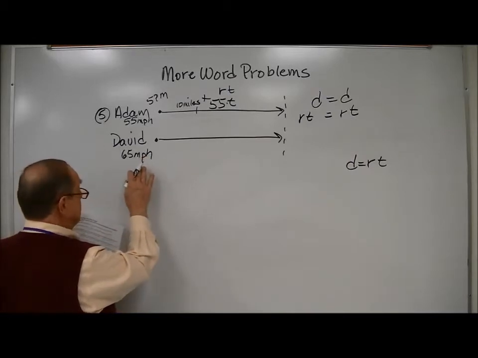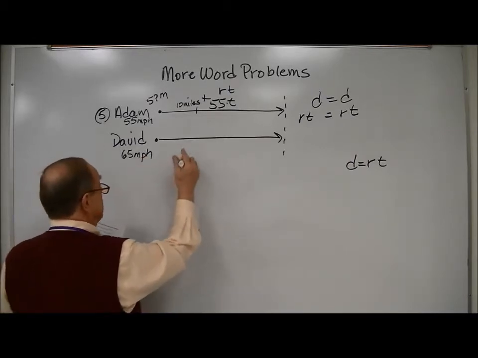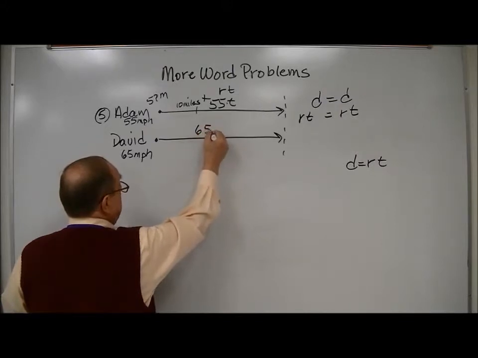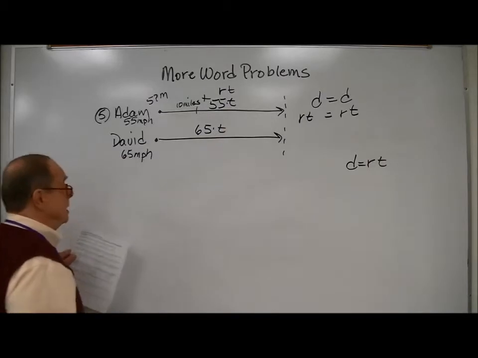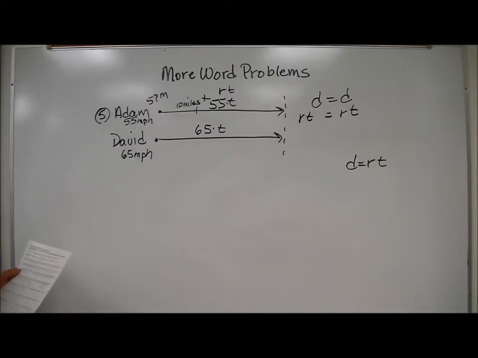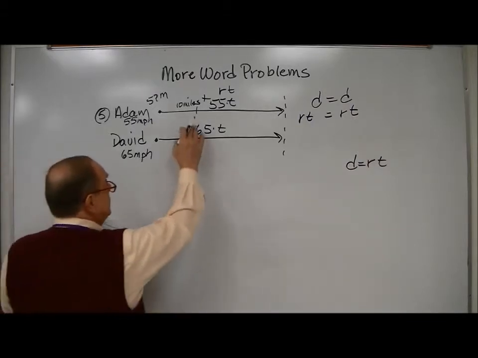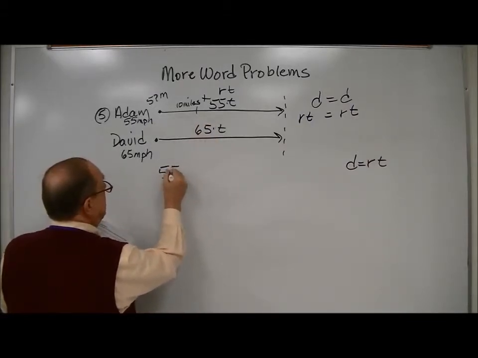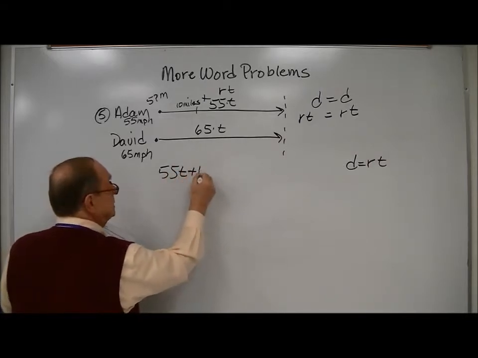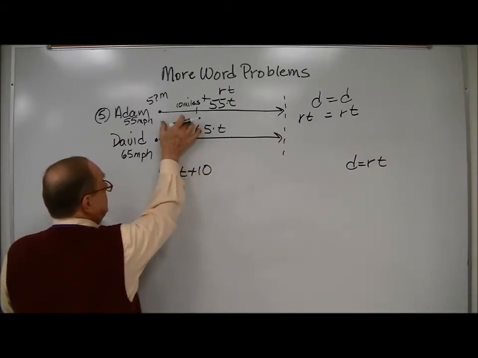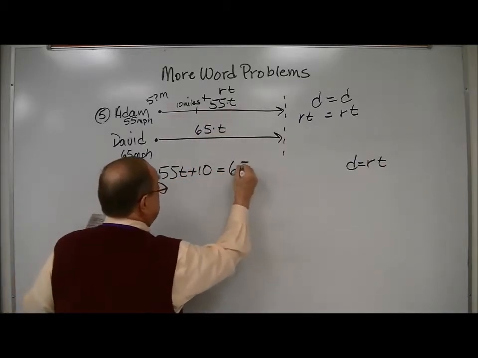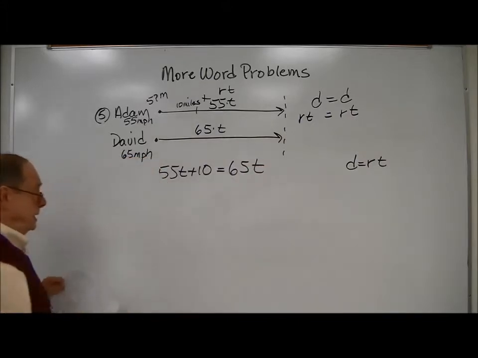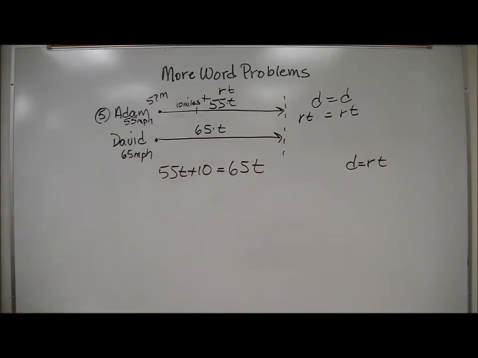So David's distance is going to be 65 times his time. And keep in mind these t's are also the same. So our formula is pretty easy. It's going to be 55t plus 10. This 10 plus this distance is going to equal 65t. So pretty straightforward.